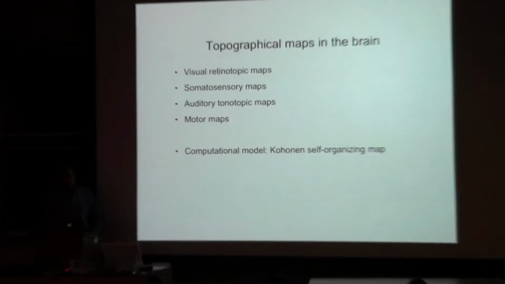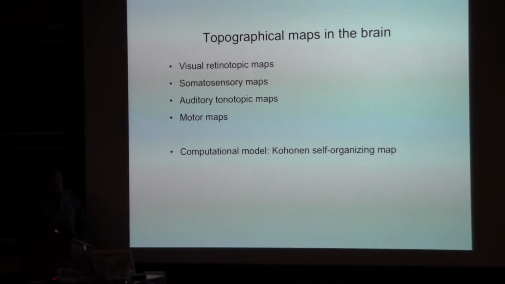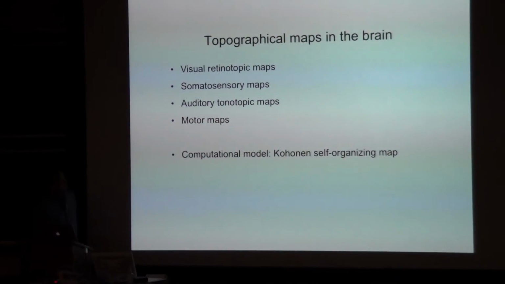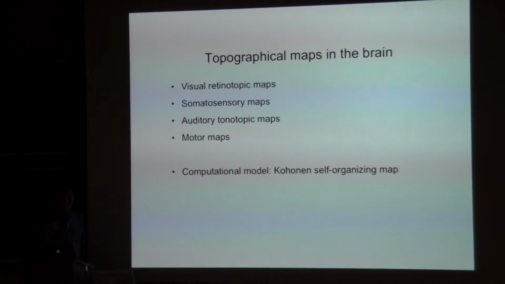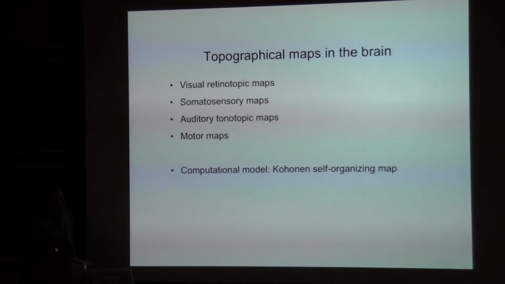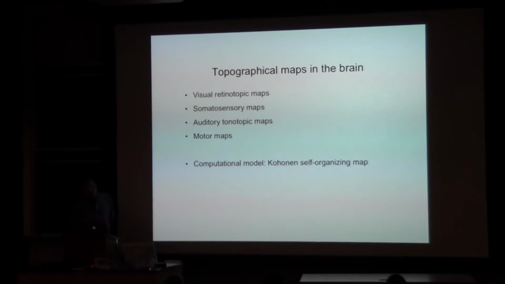There are examples in the visual system, the sensory system, and the auditory system. And there are also motor maps. Sometimes the motor action is also mapped in a topographic manner. I'm only going to talk about one computational model, called a self-organizing map. It is more abstract, but it captures some essential property of how these types of orderly maps can develop, starting from something very random.